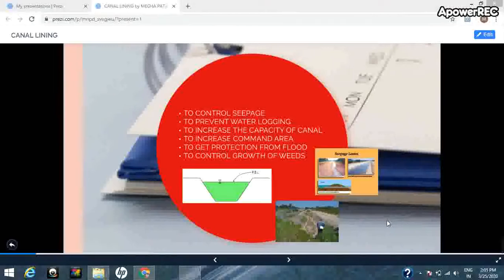The velocity would be increased, then a lower cross-sectional area would result in a high amount of discharge and more area would be irrigated. Next one is to get the protection from flood.